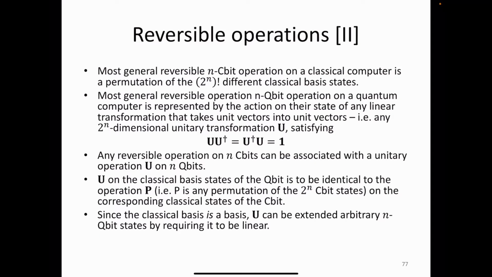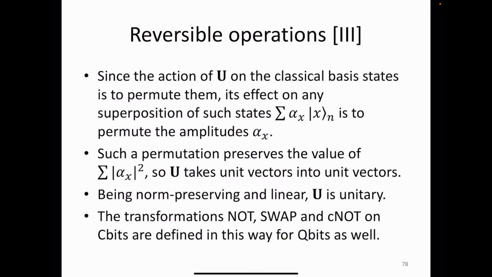The most general reversible 2-bit operation on a classical computer is a permutation. We had that before. And the most general reversible operation on an n-qubit state is represented by the action on the state of any linear transformation that takes unit vectors into unit vectors. So, what we just had before. This generalizes, of course, to an arbitrary number of qubits.